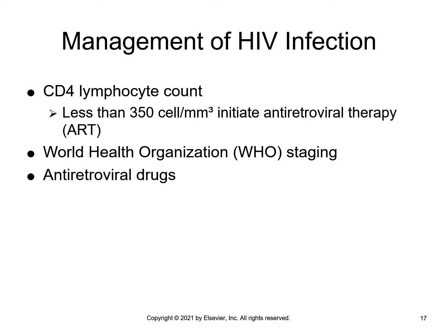If the count is less than 350 cells per millimeter cubed, it is recommended that the patient initiates antiretroviral therapy and prophylaxis. The most effective and current treatment is antiretroviral therapy, which is a combination of available drugs recommended for HIV. This therapy is also effective against other conditions common to AIDS and HIV. Opportunistic infections are treated with drugs specific to their cause, and sometimes antimicrobials are given to prevent infection.